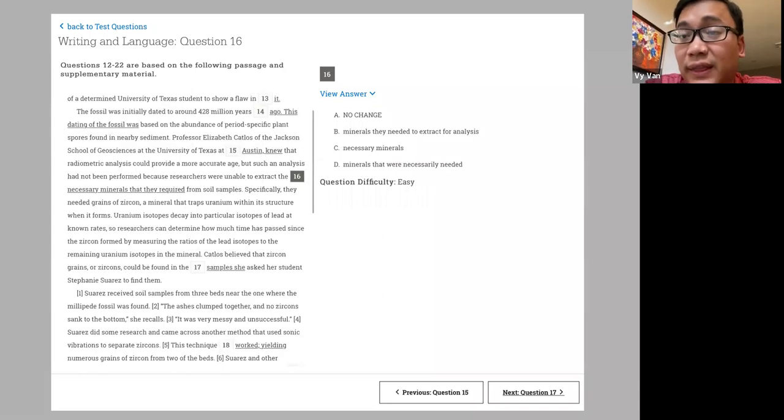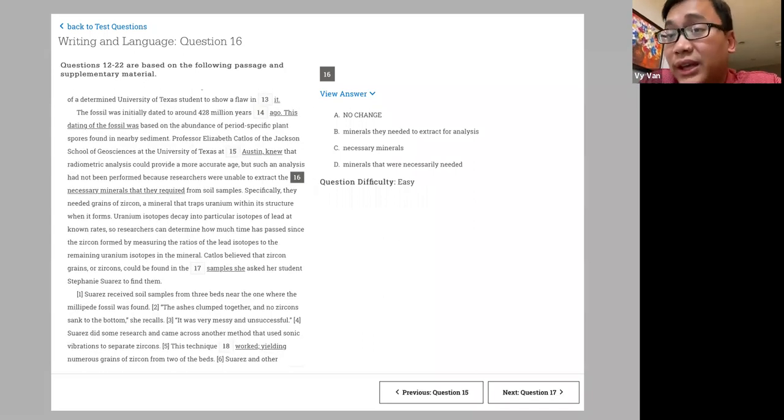Number 16. Okay, so it's the same sentence. Let's read this. So this professor knew that radiometric analysis could provide a more accurate age, but such analysis had not been performed because researchers were unable to extract the necessary mineral that they require.